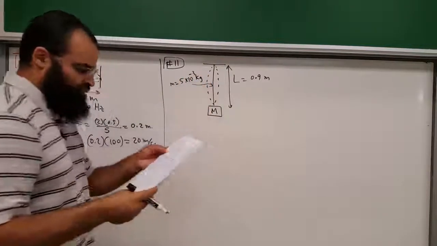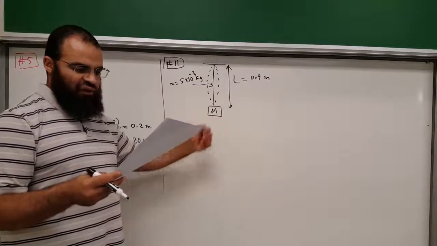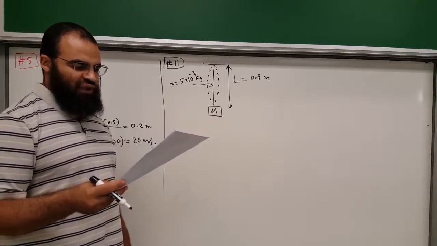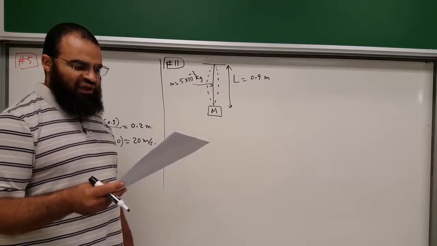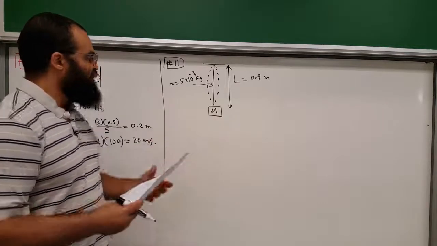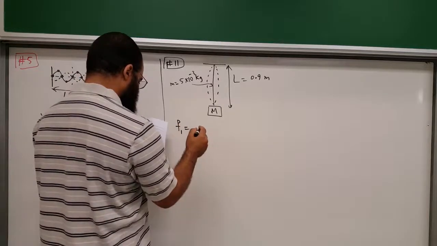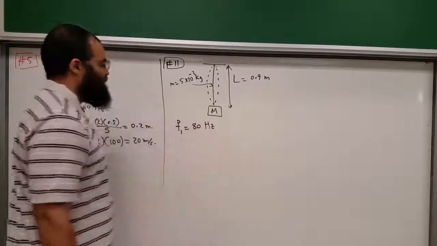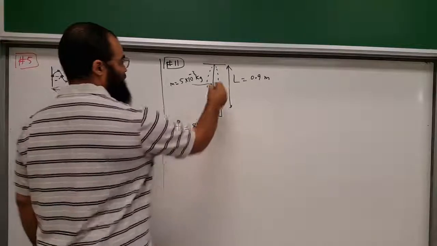So let me just read the wording. It says a heavy piece of hanging sculpture is suspended by a 90 centimeter long, 5 gram steel wire. When the wind blows hard, the wire hums and its fundamental frequency is 80 hertz. What is the mass of the sculpture? So they're saying that the fundamental frequency, F1, is 80 hertz.